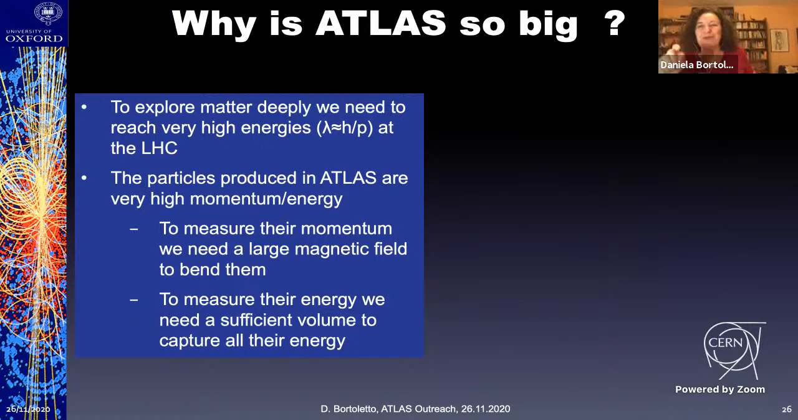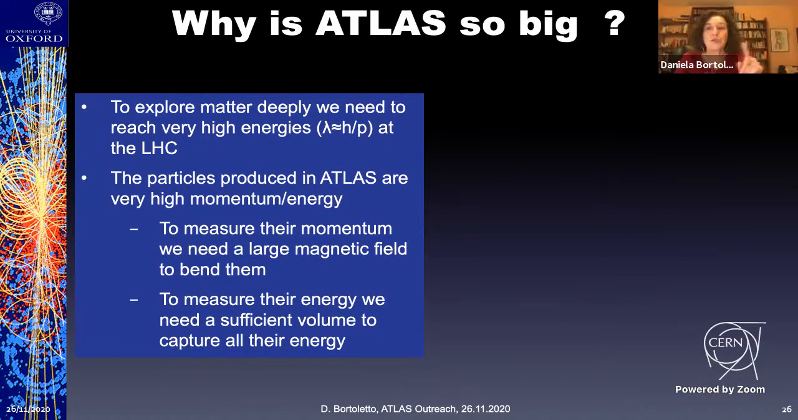But I want first to make a point, because obviously you're wondering why we have such a big detector to measure something that is tiny. And really, it's due to the discussions that we had a little bit before. To explore matter at the smallest distances, you need very high energy, because the wavelength of your wave is inversely proportional to the momentum of the particle. And so the particles produced in ATLAS are going to be very high momentum and energy. And therefore, to measure their momentum, you need a very large magnetic field to bend them. And to measure their energy, we need a sufficient volume to capture all that energy.